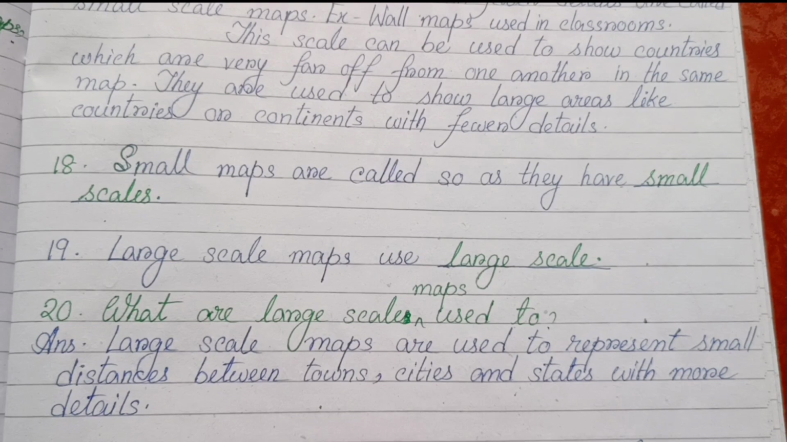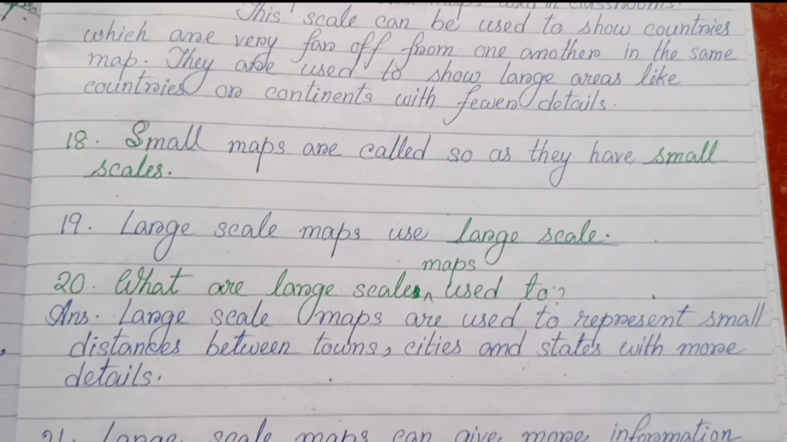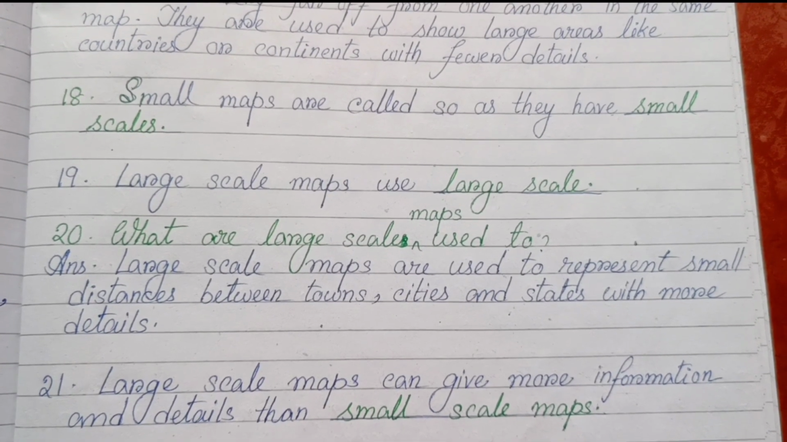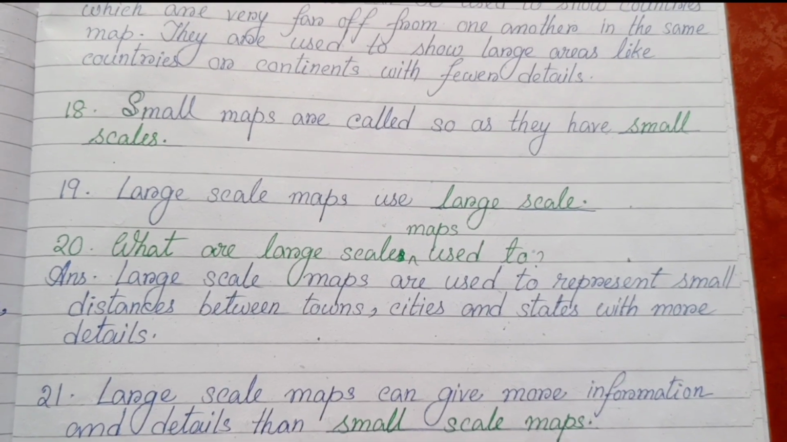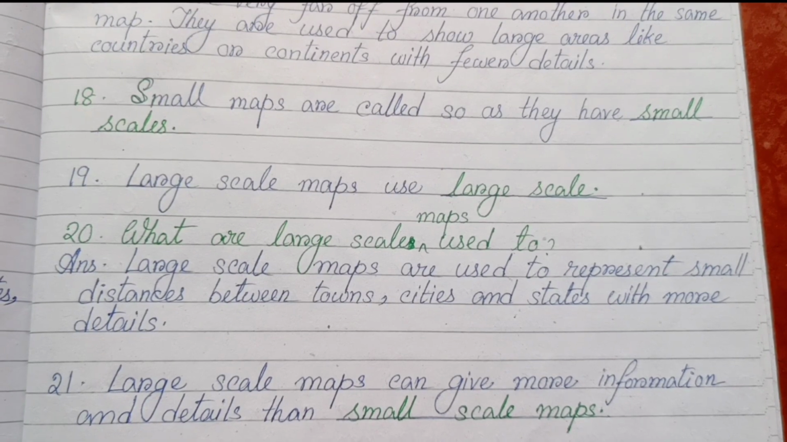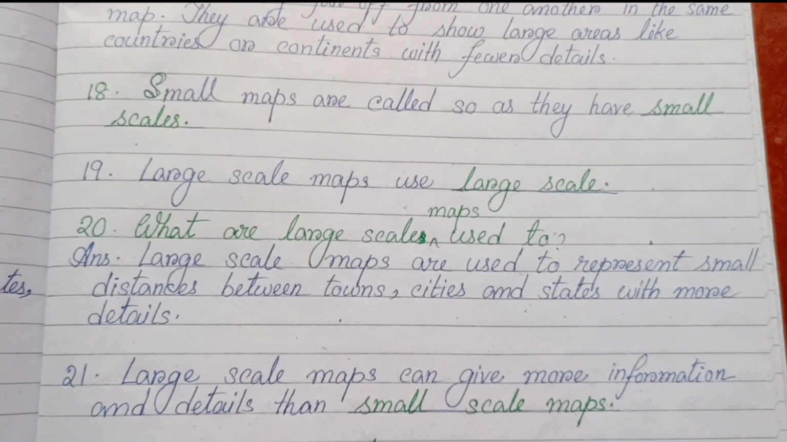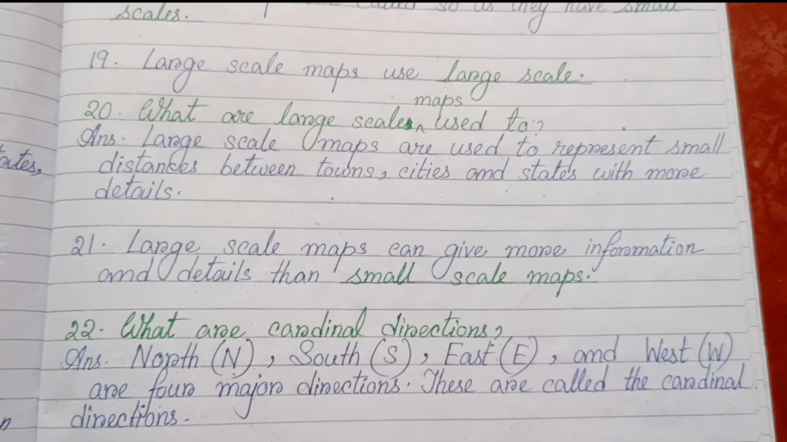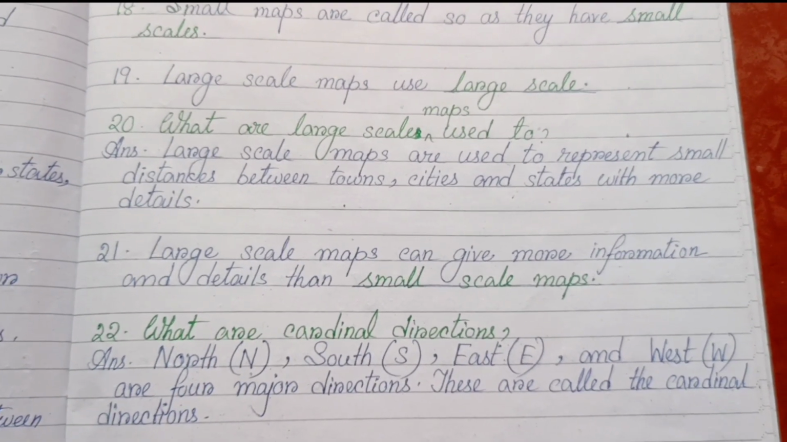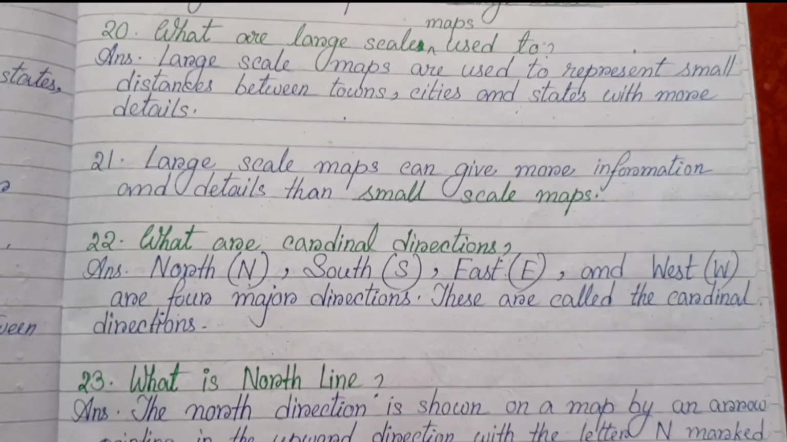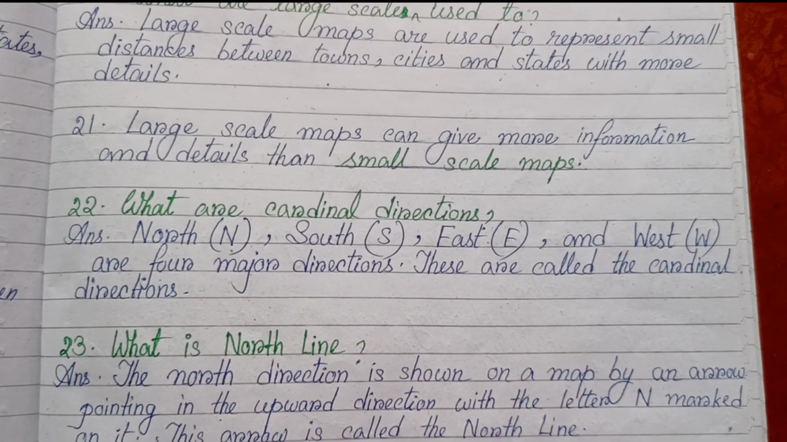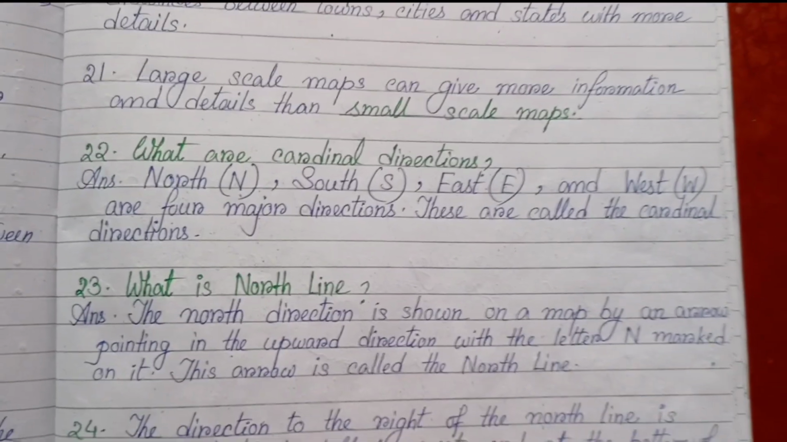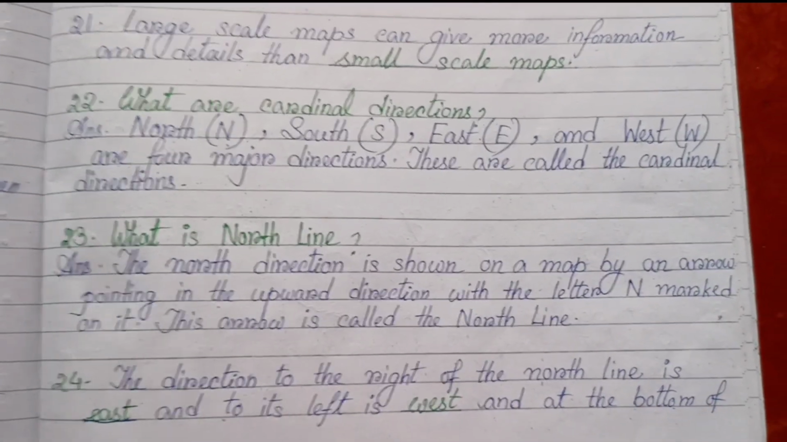19, large scale maps use large scale. Number 20, what are large scale maps used for? Large scale maps are used to represent small distances between towns, cities and states with more details. Number 21, large scale maps can give more information and details than small scale maps. 22, what are cardinal directions? North, south, east and west are four major directions. These are called the cardinal directions.